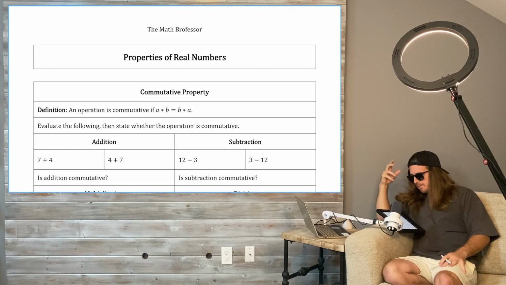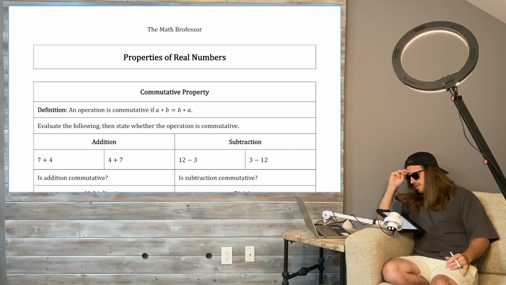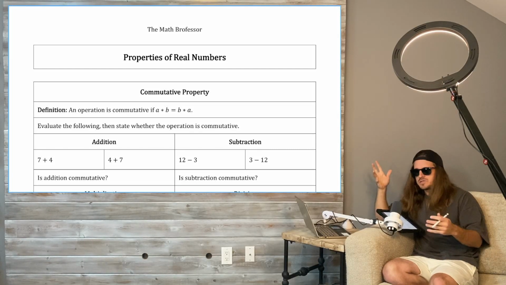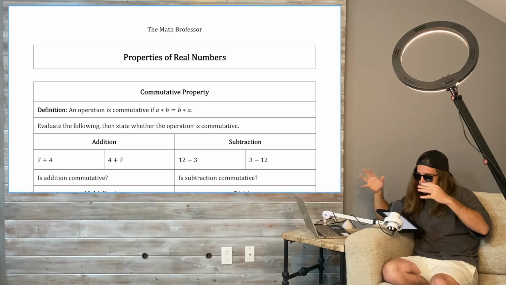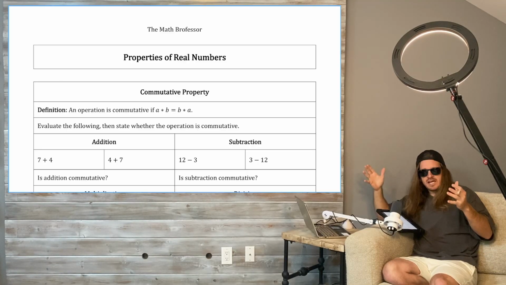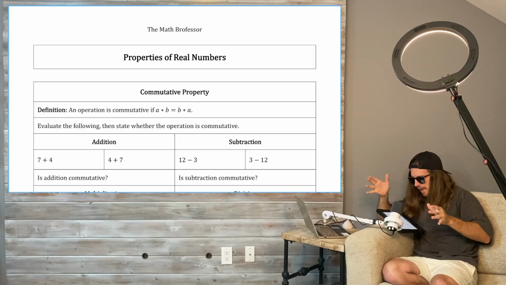Let's go over the properties of real numbers. And these are things that you can and can't do with certain operations. They work for some, but not the others. So let's actually, in a sense, discover that.